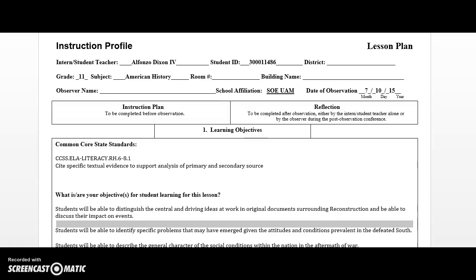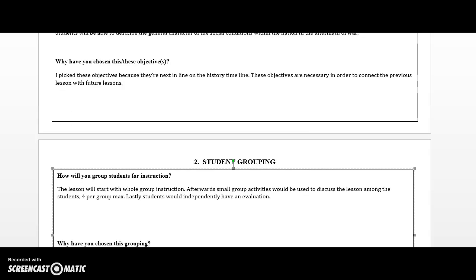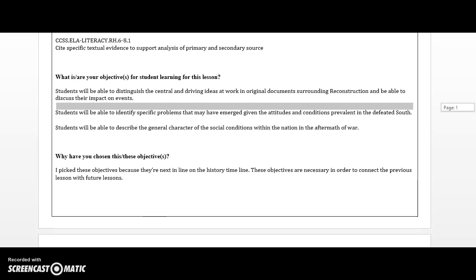With Common Core state standards, I'm using R8 6 through 8.1. It states: cite specific textual evidence to support analysis of primary and secondary sources. Next, you'll see the objective. 1, 2, 4. The objective.